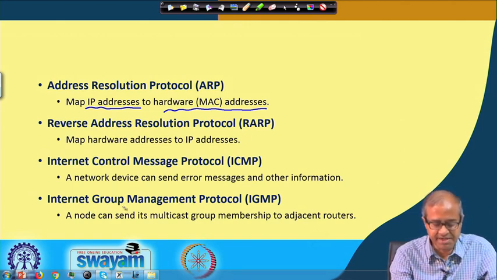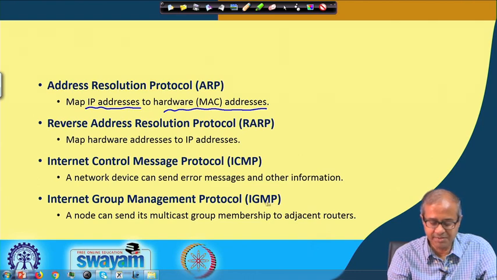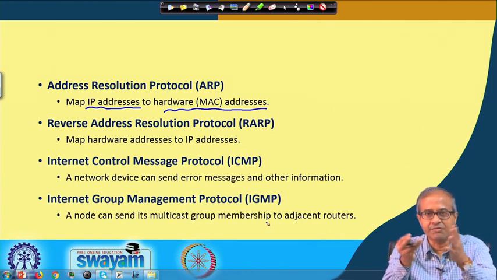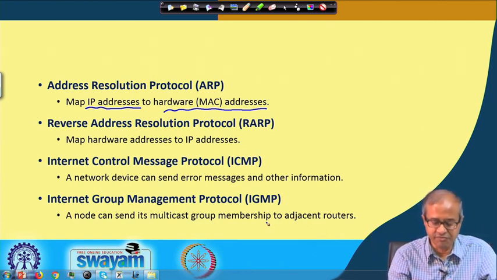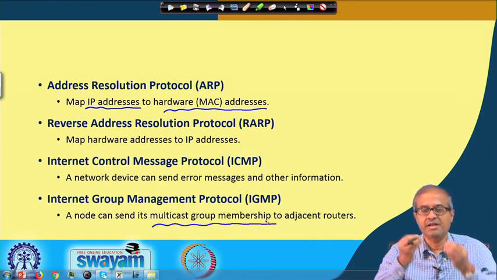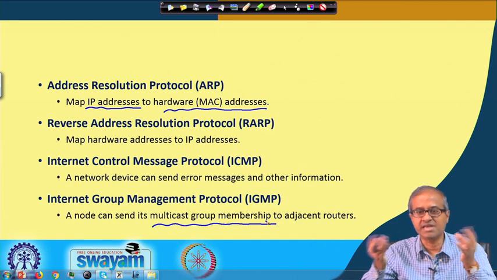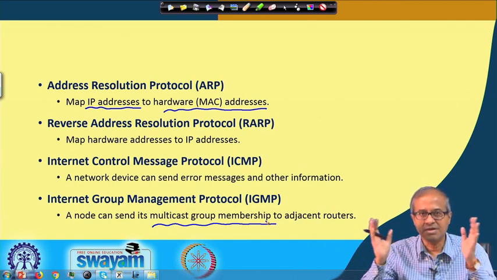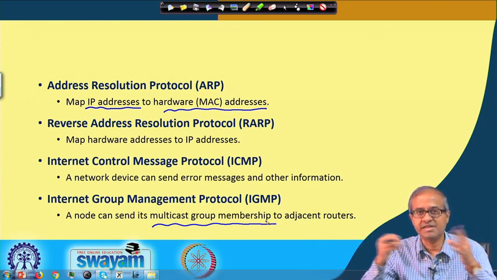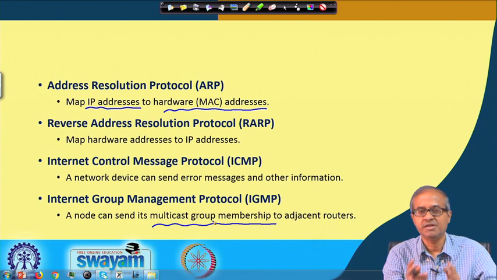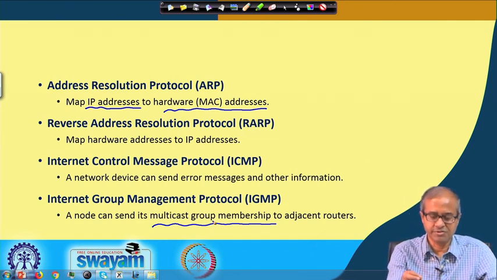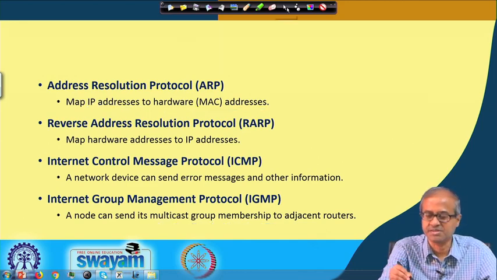And finally, Internet Group Management Protocol, IGMP. Here a node can communicate with its adjacent routers some information about its multicast group membership. Whenever it wants to do a broadcast or multicast, selectively sending data to some set of nodes, it can inform the routers about the multicast groups it wants to send data to or receive data from. So, these protocols are roughly used for these purposes.